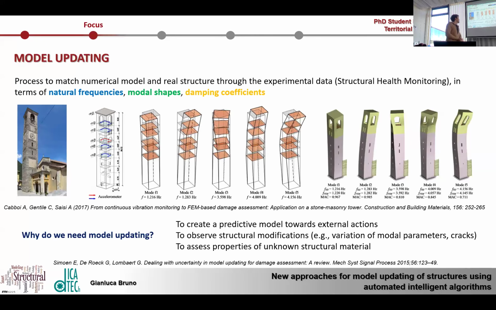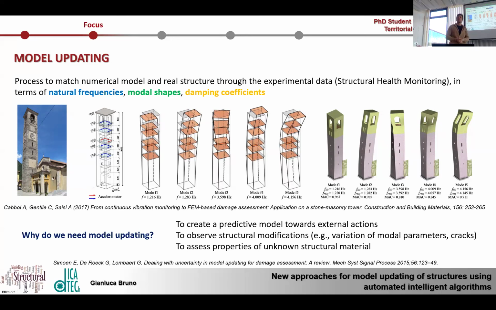The main topic of my research is model updating. In particular, the aim of my research is to develop new approaches to solve the problem of model calibration. As we know, model calibration, or model updating, is the process of matching a numerical model and the real structure through experimental data.